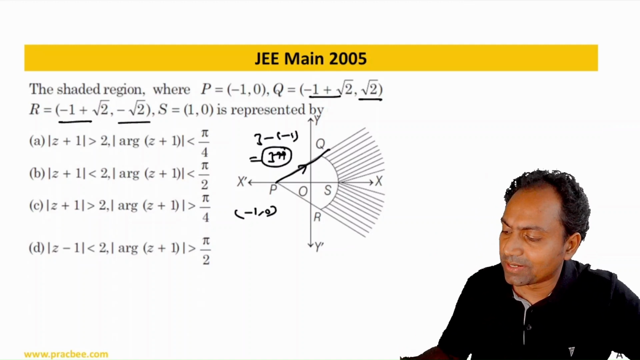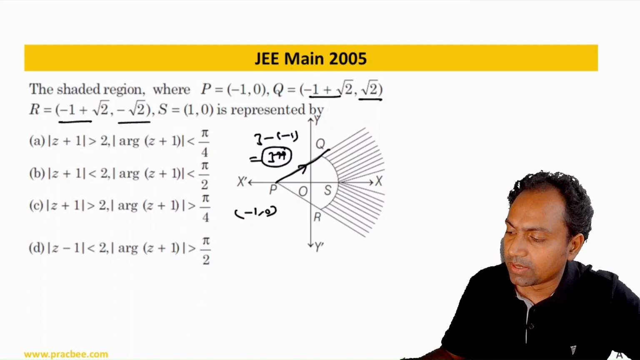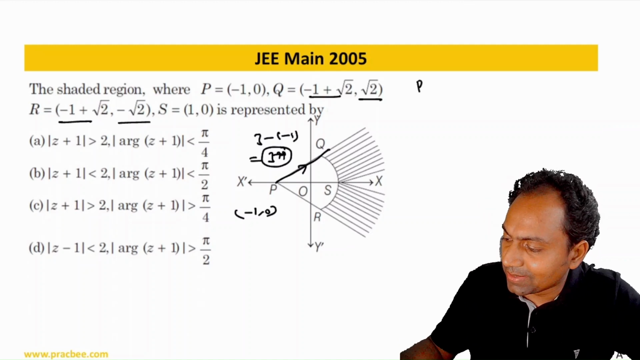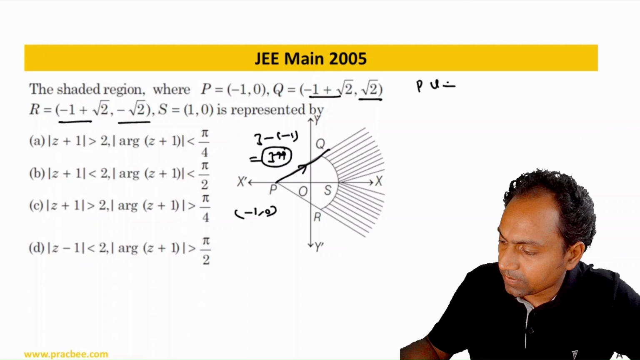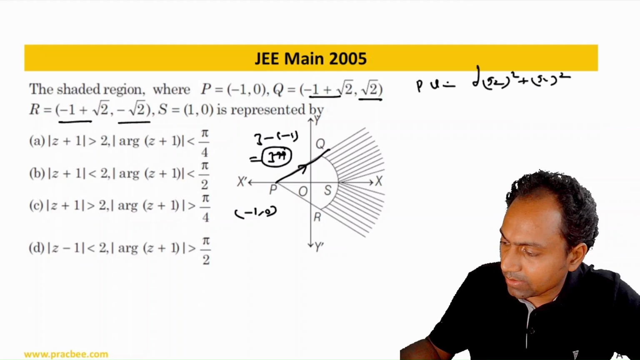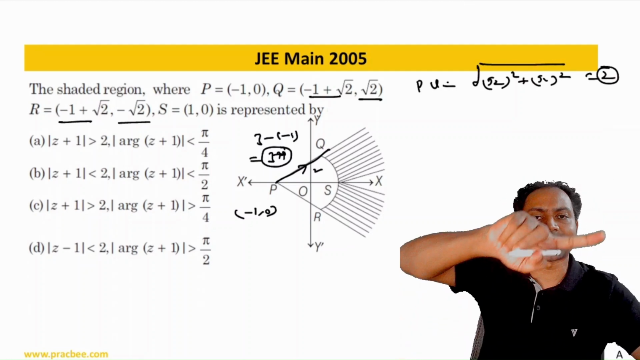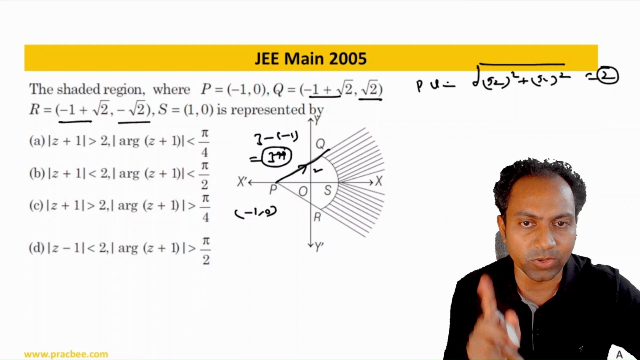So if I want to find the distance of PQ, I can apply my distance formula and figure out this distance. If you find the distance, it comes out to be nothing but root of 2 whole square plus root 2 whole square, and that is nothing but 2. So you can see that this distance of PQ is nothing but 2. So this is the circular radius between P and R. That is what we can understand.